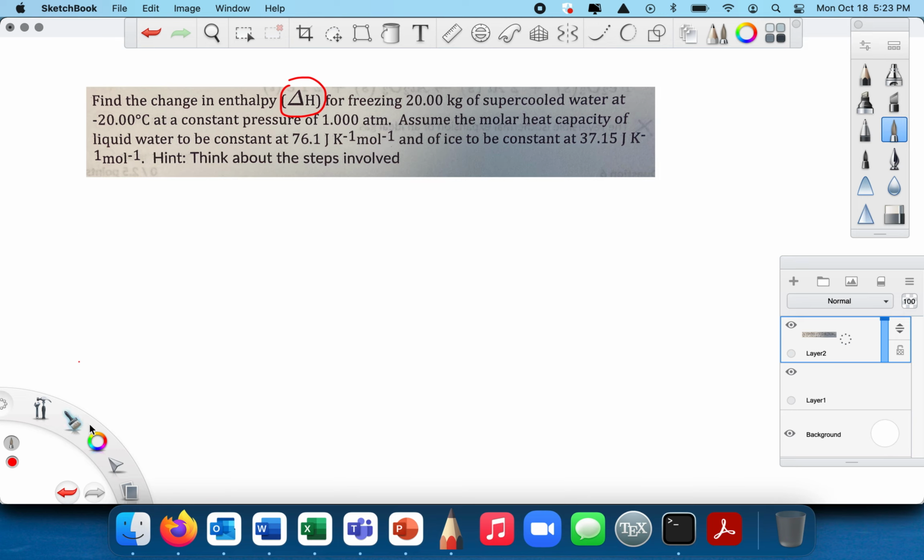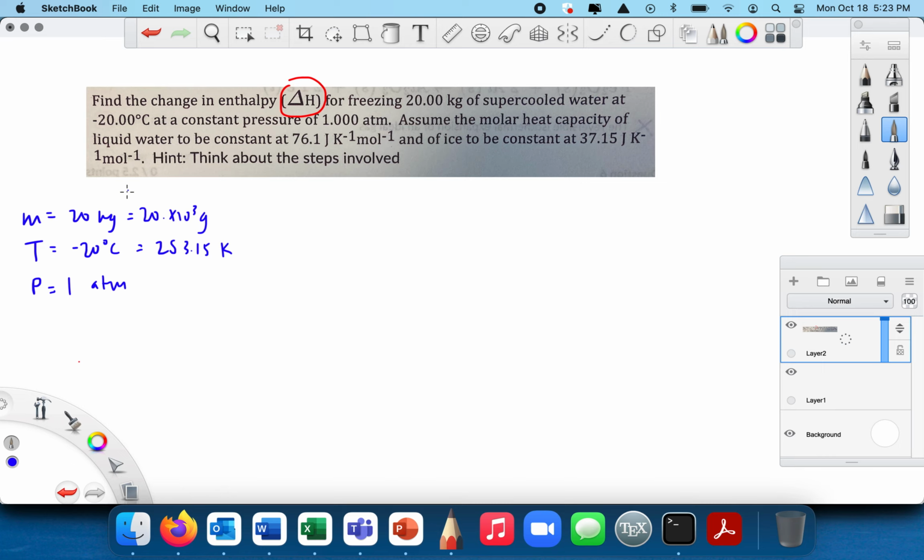Let me make some notes over here. Over here in blue, I'll say my mass is equal to 20 kilograms, which is equal to 20 times 10 to the 3 grams, right, of supercooled water at minus 20 degrees Celsius. So temperature is equal to minus 20 degrees Celsius, which is equal to 253.15 kelvins, right? And pressure is equal to 1 atmosphere.